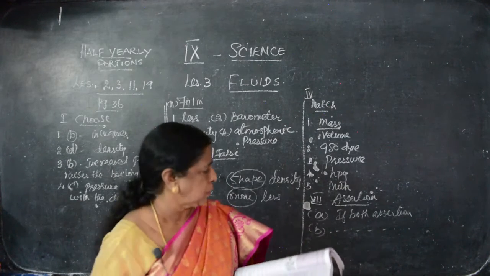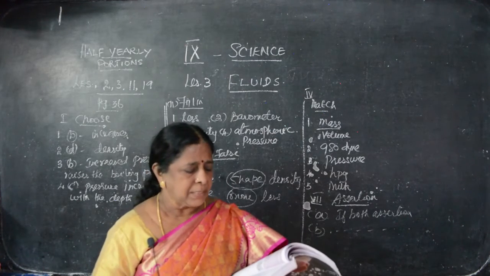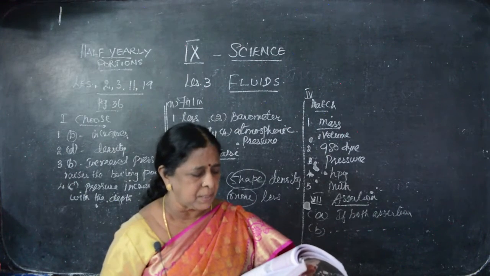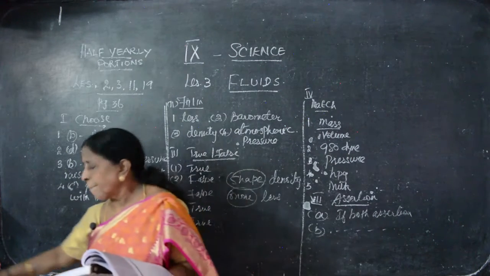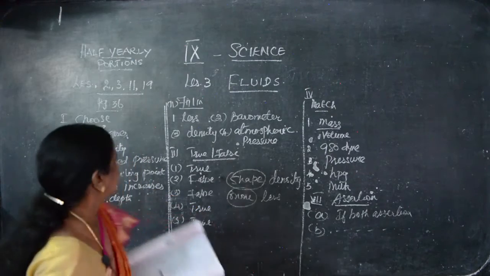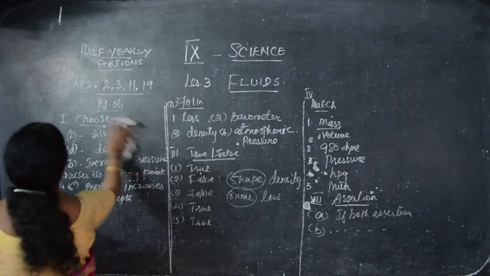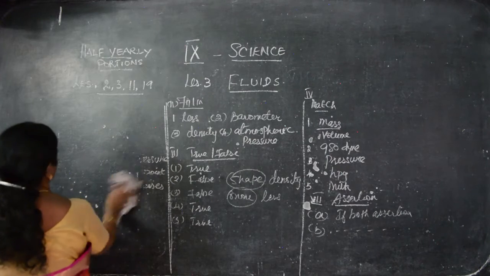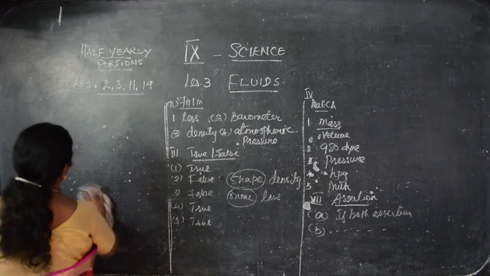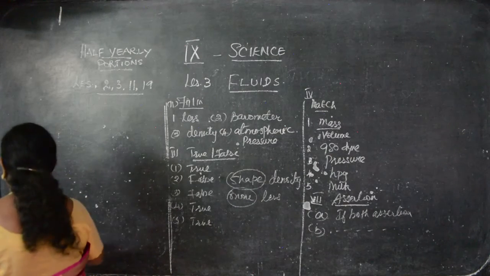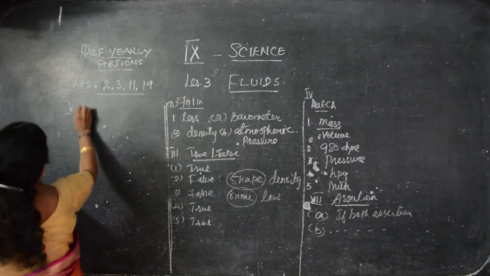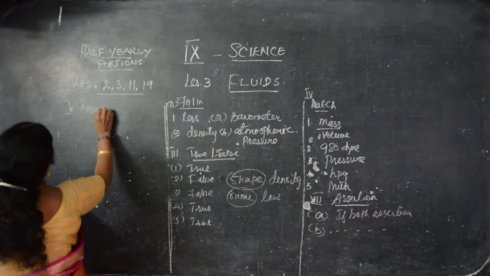Now we have to go for short answers. Answer in short, that is brief answer. On what factors does the pressure exerted by liquids depend? I'll rub the board and start from here again. Okay? I hope the objectives are well understood by you. Now we have to go for short answers. Roman number 5. Answer in brief.